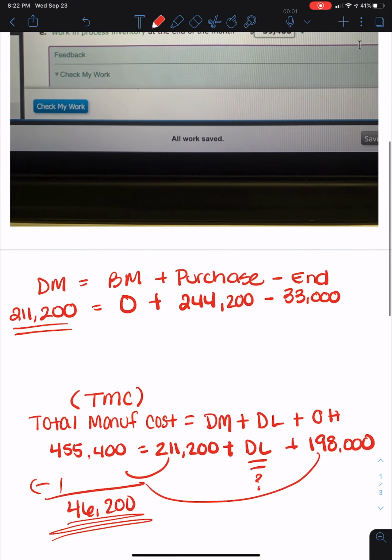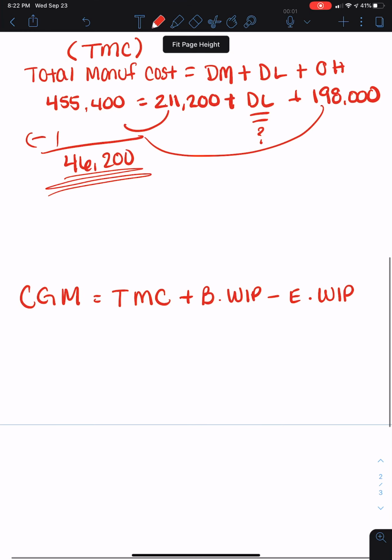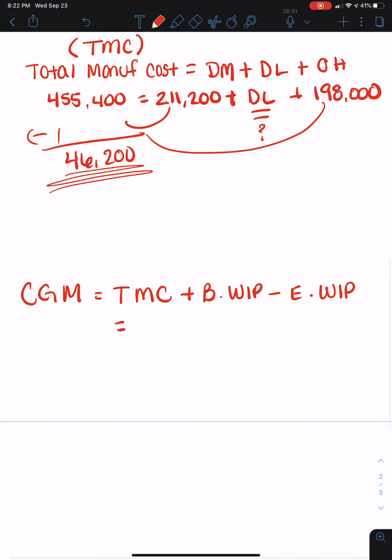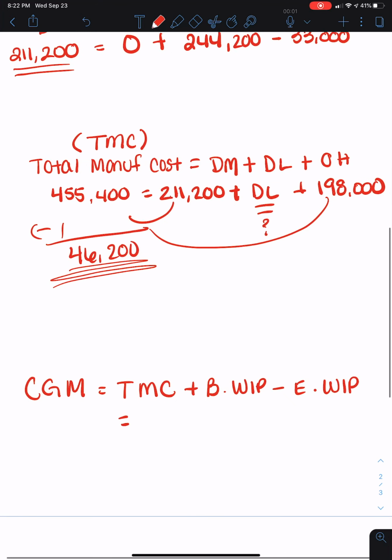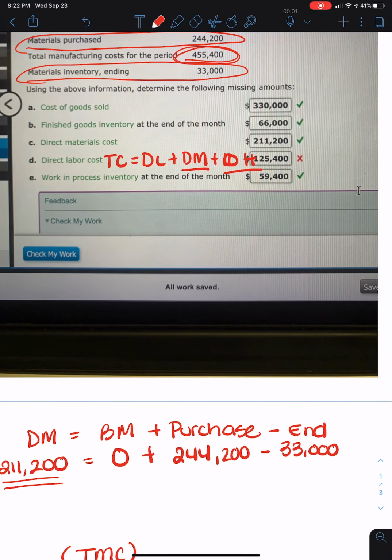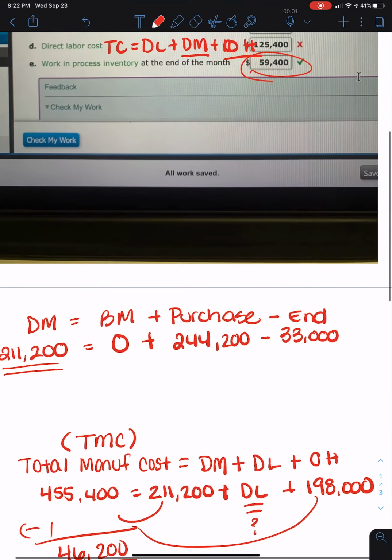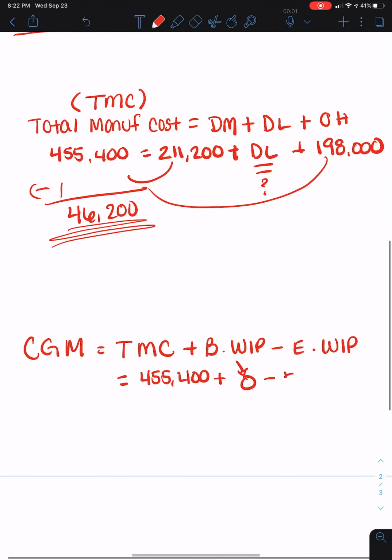So I'm going to give you an example of this right down here. So we have cost of goods manufactured that we are going to look at, but I'm actually going to solve for it even though it gives the answer above. So we have our TMC, which we said was the total manufacturing cost that we already know what it is. So we're going to add that down here. Plus beginning work in process, which is actually 0 because, again, we had nothing in the beginning. And then the end was 59,400.